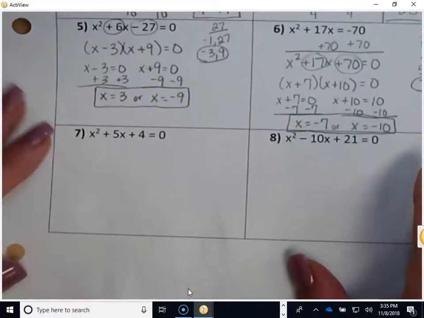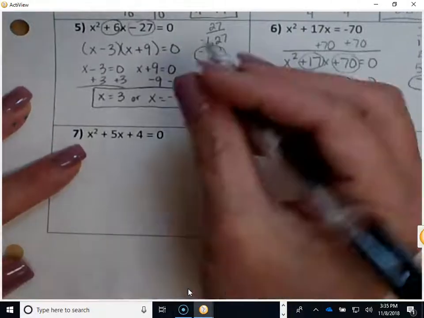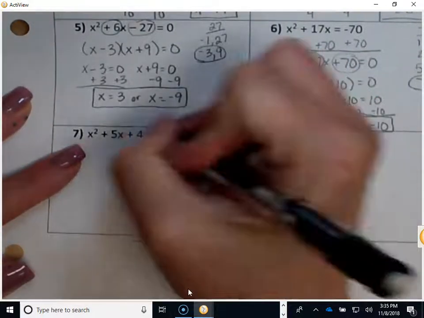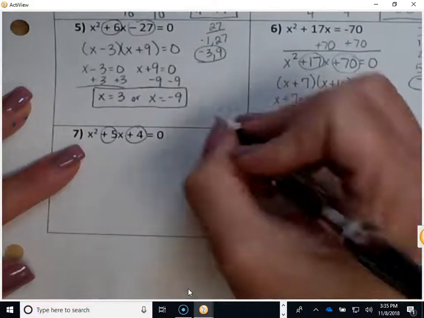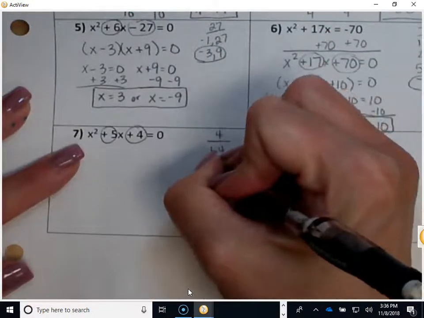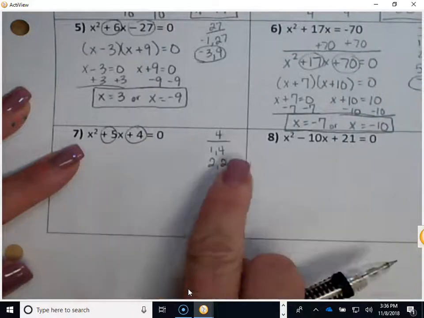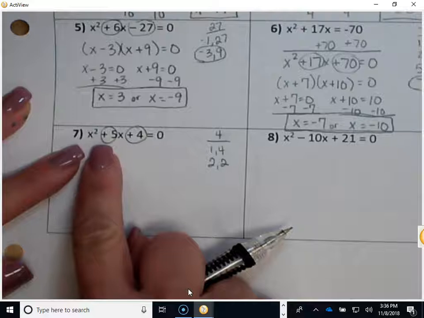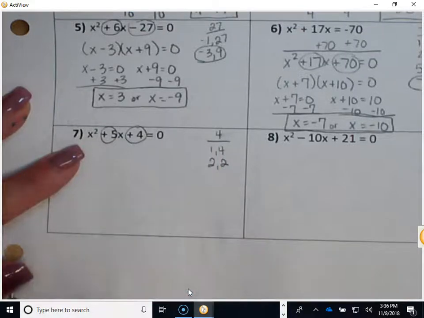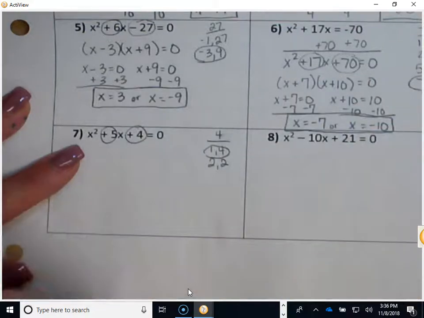For number 7, it's already set equal to 0, so I don't have to worry about getting it set equal to 0. So I need the factors of 4, because I need two numbers that multiply to give me positive 4, but add up to give me positive 5. So we've got 1 and 4, or 2 and 2. Since it's a positive 4, that means they either both have to be positive or both have to be negative. So we look at this sign to tell us what they're going to be. Since that's a positive 5, that means they're both going to be positive. So I need the pair that will add up to give me 5. So that's 1 and 4.